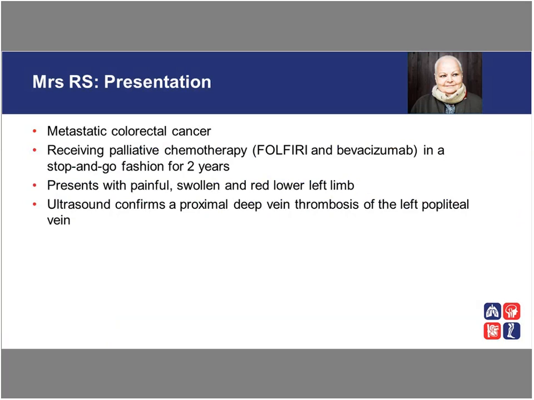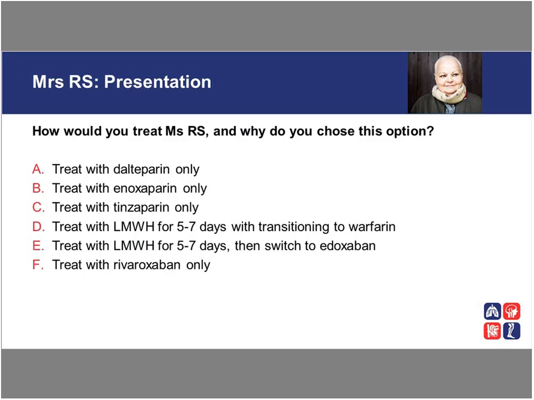So this is a case of metastatic colorectal cancer, and she's receiving palliative chemotherapy, FOLFIRI and bevacizumab, in a stop-and-go fashion for 2 years, and she presents with a painful, swollen, and red lower left limb. An ultrasound confirms a proximal deep vein thrombosis of the left popliteal vein. So, question to the audience: what would you do? How would you treat Mrs. RS, and why do you choose this option?